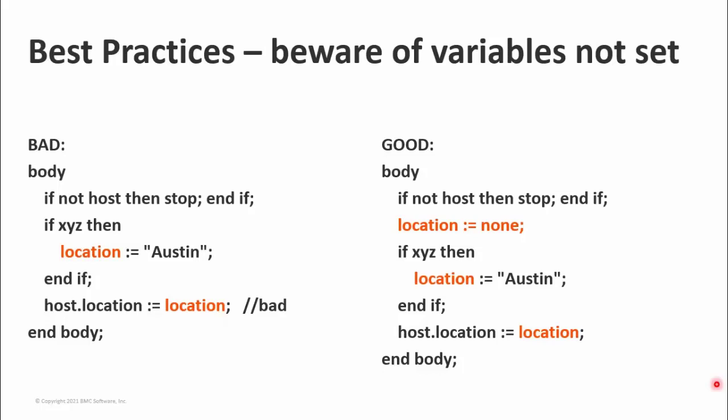In my opinion, it is a good idea to define all the variables you need to use at the top of your body and assign a value of none. That way you can avoid a trap. So on the right, at the top of the body, we're setting location to none. And that's the only line that we changed. So location is either none or it's Austin. And then it's okay for us to assign host.location to be location that has a value of none or Austin.